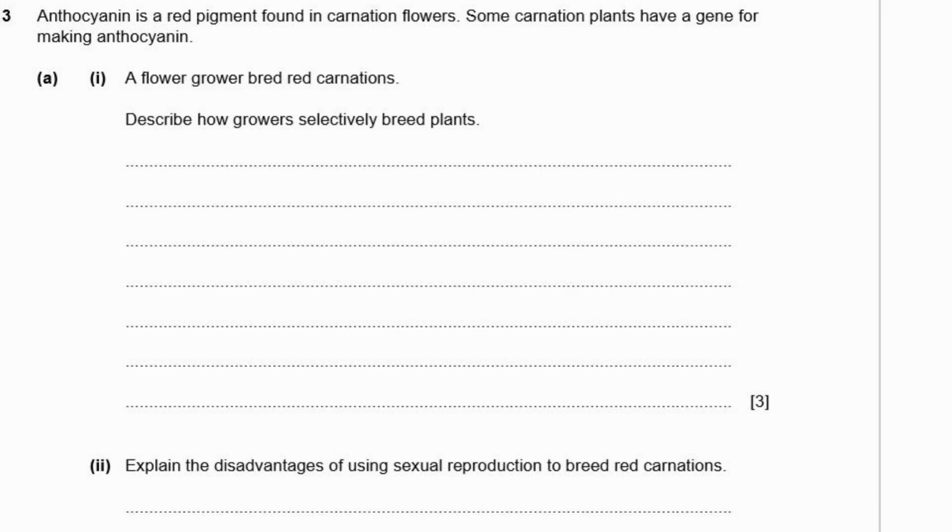Question 3. Anthocyanin is a red pigment found in carnation flowers. Some carnation plants have a gene for making anthocyanin. A1. A flower grower bred red carnations. Describe how growers selectively breed plants. Basically, they crossbreed the parent plants that have the desired characteristics, and then they choose the offspring that have the desired characteristics.